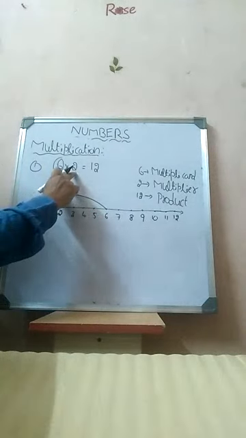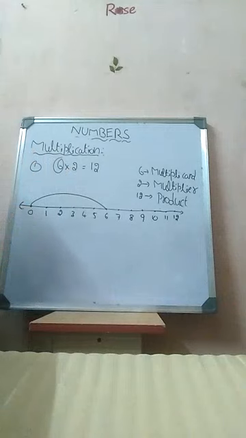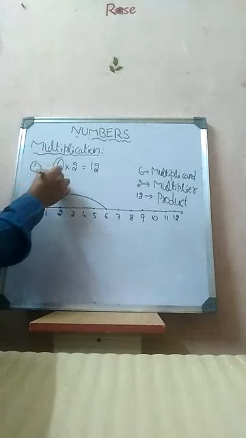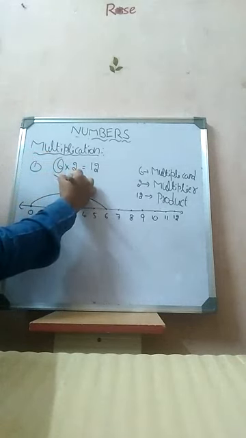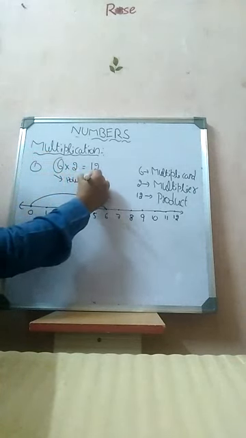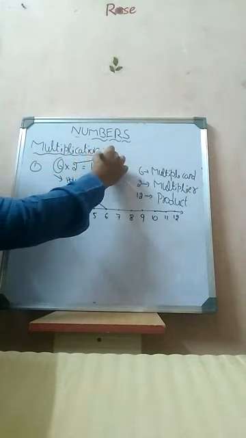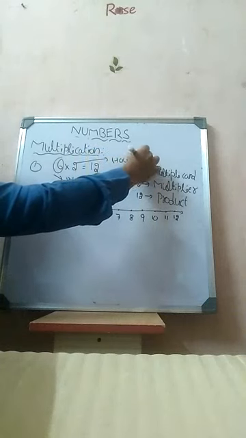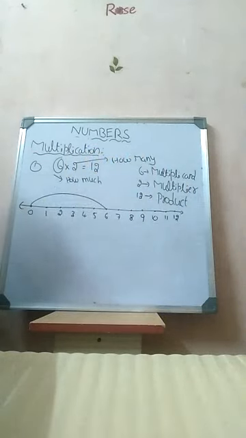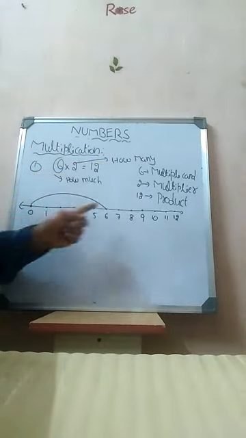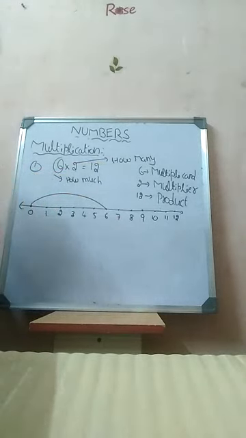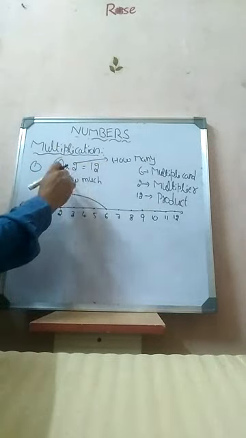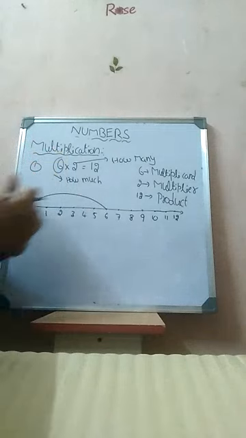Then this multiplier tells us how many jumps we have to do. Multiplicand tells us how much we have to jump. This multiplier tells us how many. So if we remember this, easily we can show the product on number line. Multiplicand tells us how much we have to jump. Multiplier tells us how many jumps we have to do.